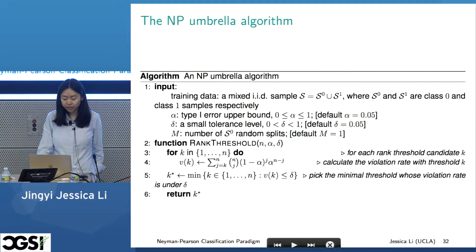So this function is just the theory part. So how do we calculate the order statistics to find the threshold? And with this order, what we do is, like I said, we split the training data into two parts. One part is mixed, one part is just class 0.